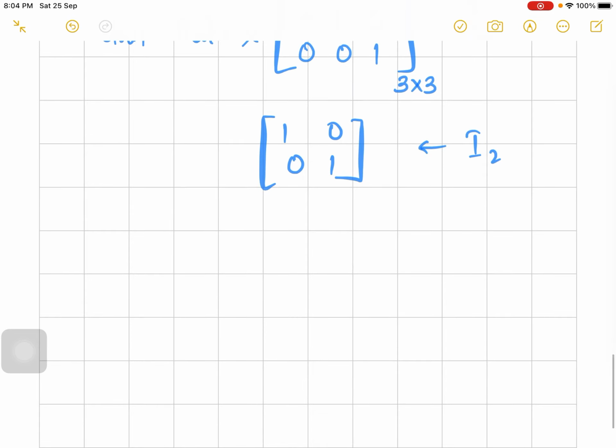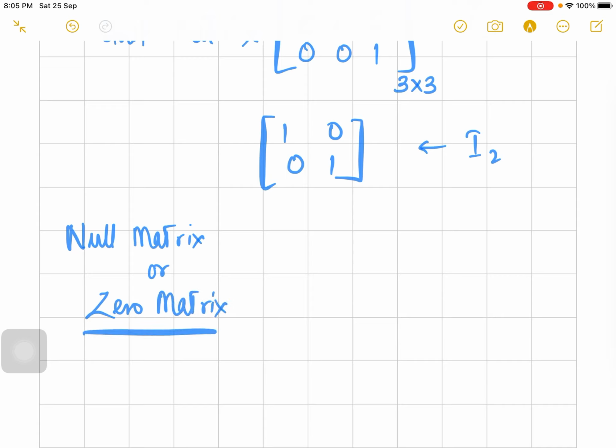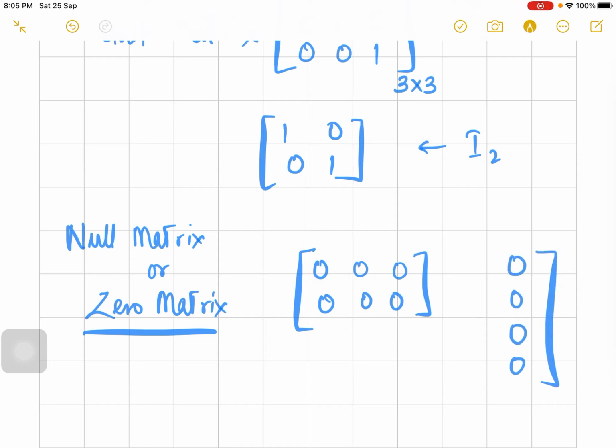There is something called a null matrix or a zero matrix. What is it? All elements are 0. You might have guessed: 0, 0, 0, 0, 0, 0. So a null matrix is not essentially a square matrix only. It can take any rectangular shape, like 0, 0, 0, 0 also. This is also a zero matrix. Depending on the question that's given to us and the context, we can create our own zero matrix.